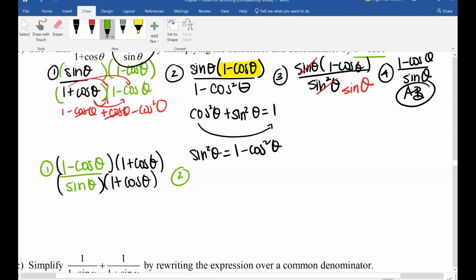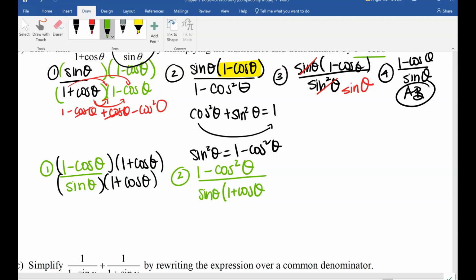Okay, I don't have enough space for vertical, so I'm just going to go horizontal. On the denominator, I will now leave the sine of theta times 1 plus cosine of theta. On the top, those two are conjugates. As we spoke about earlier, you only need to multiply the first 2 terms and the last 2 terms. Now step number 3, this is an identity, right?